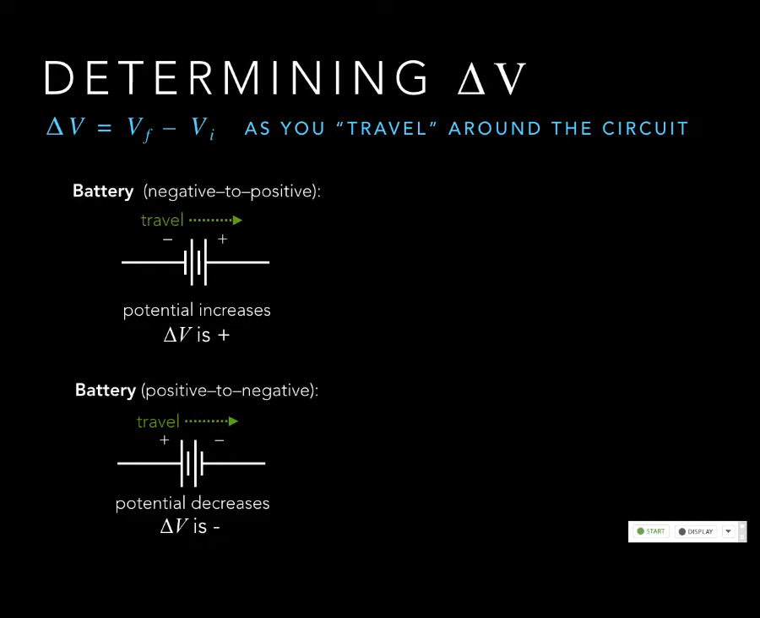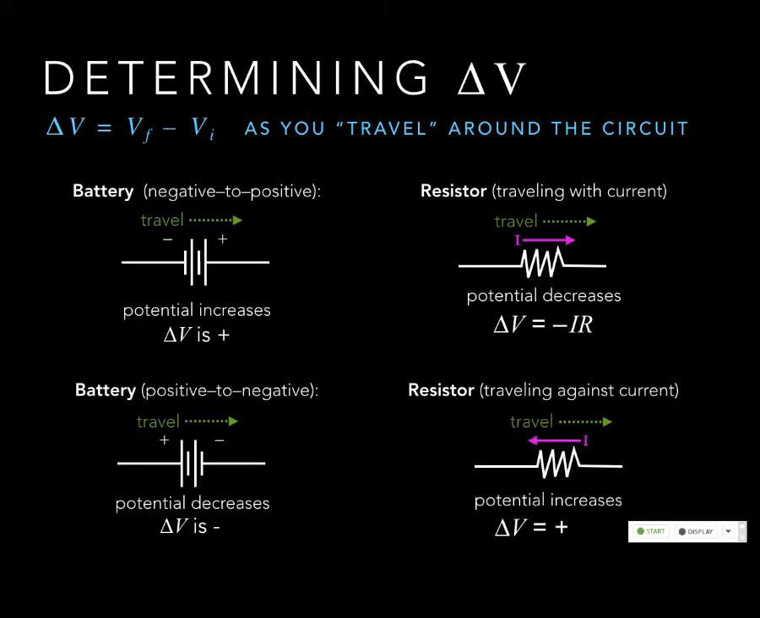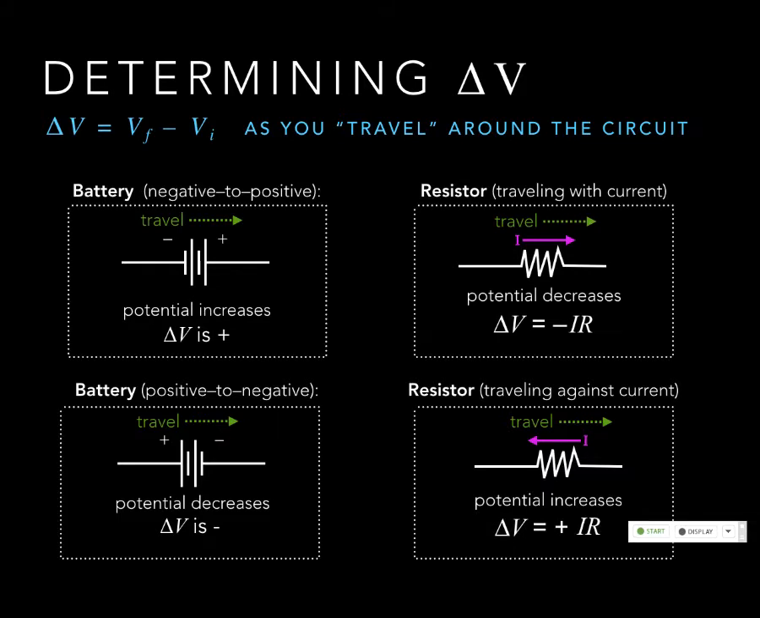All right? Resistors are a little bit trickier. That depends on the relative directions of the current and direction of travel. When you're traveling with the current, is that going to be positive or negative? Negative. So delta V is negative, and because of Ohm's law, delta V is equal to minus IR. If you're traveling the other way, delta V is plus IR. So those are the general rules for the loop law with resistors.